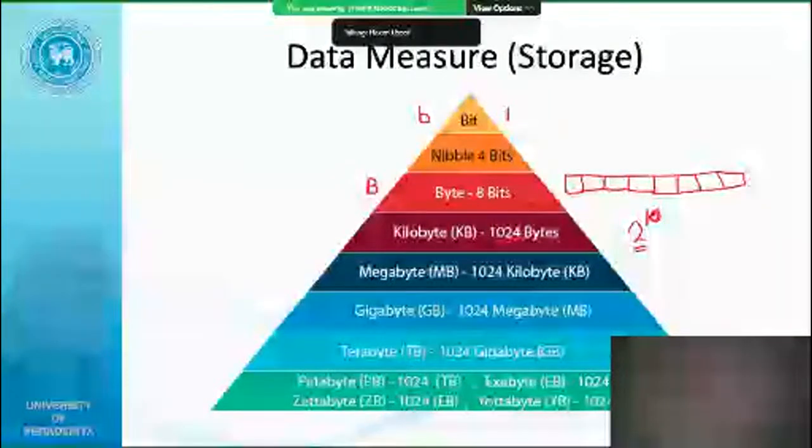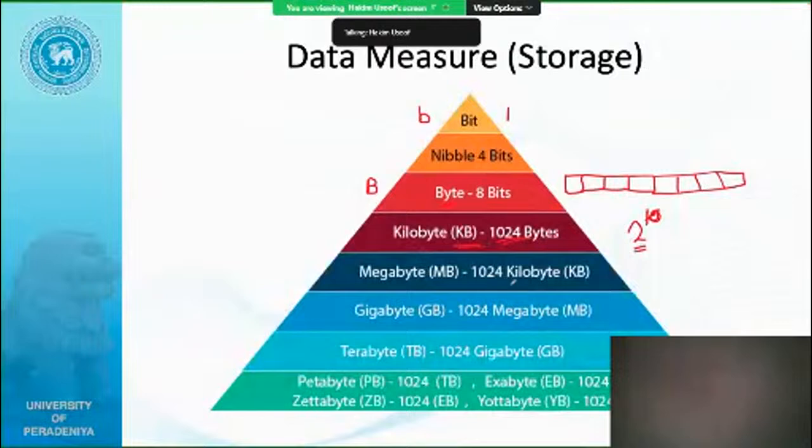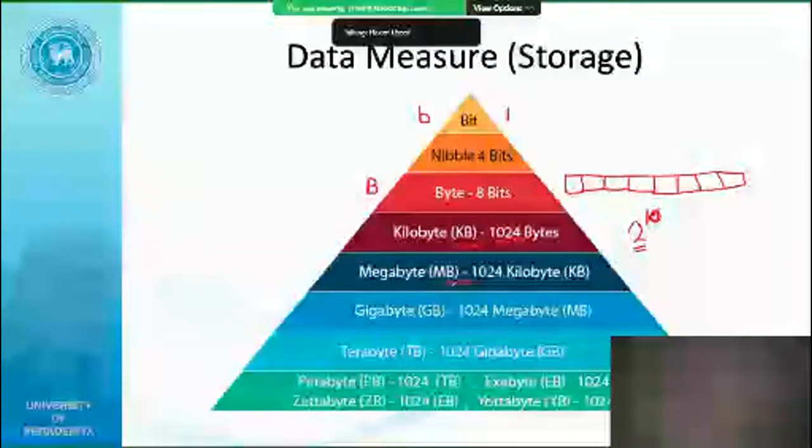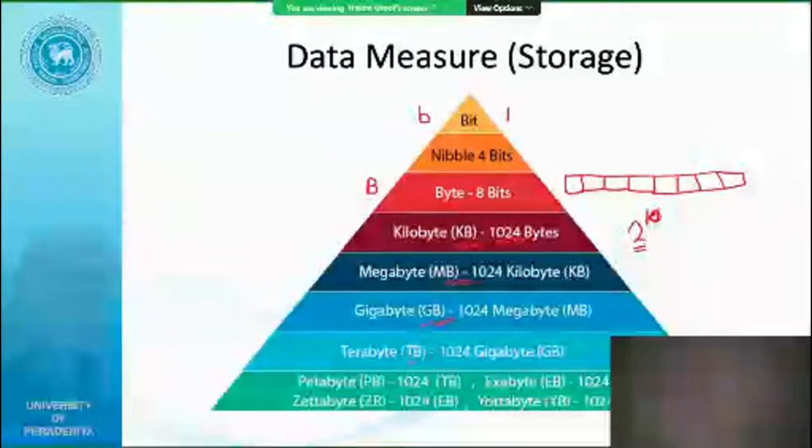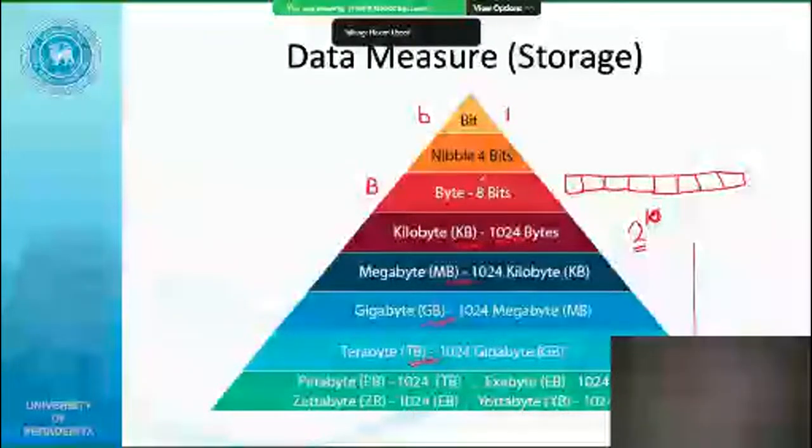So 1024 bytes form a kilobyte, a KB. 1024 kilobytes form a megabyte. A megabyte forms a gigabyte, and 1024 gigabytes form a terabyte. We typically stop at terabyte because petabyte and zettabyte are for high performance computing and large storage, so we don't go there. Bits, kilobytes, gigabytes, and terabytes, that's what we need to know.